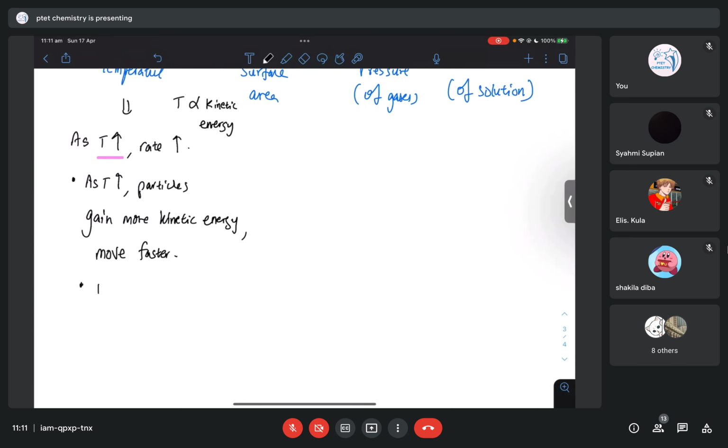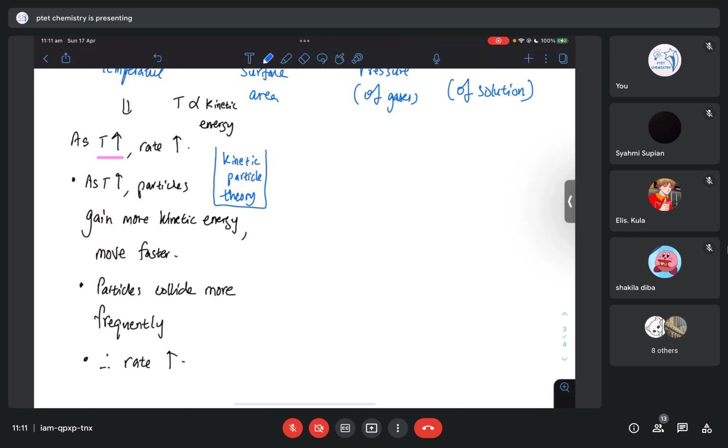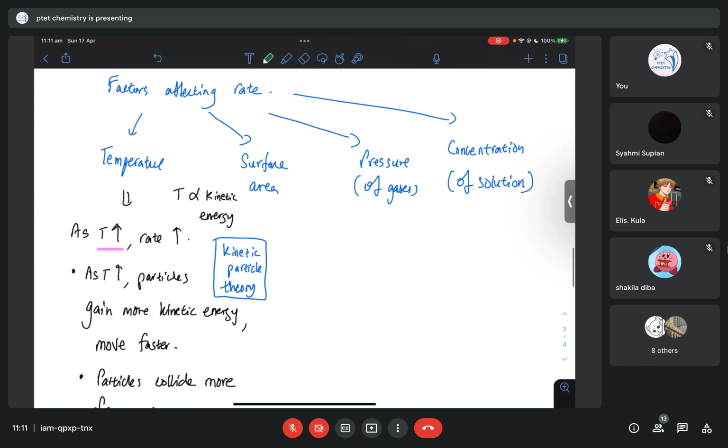So what happened then is the particles will collide more. Collide more there refers to more frequently. So they come into contact with each other more often. As they collide more frequently, therefore, rate increases. So these are the key points in terms of kinetic particle theory. The very first topic is called kinetic particle theory. What happened to the particles, explained in terms of kinetic particle theory. What happened to the particles as temperature increases, that explains the rate increasing. There are always some keywords to look out for. You do not want to lose some easy marks on rate of reaction.